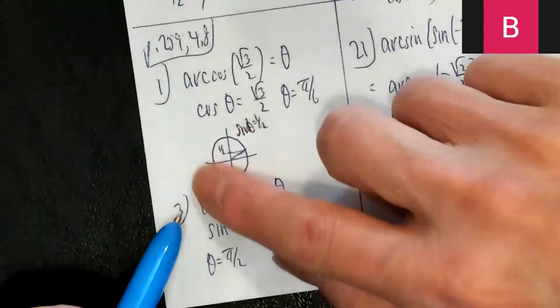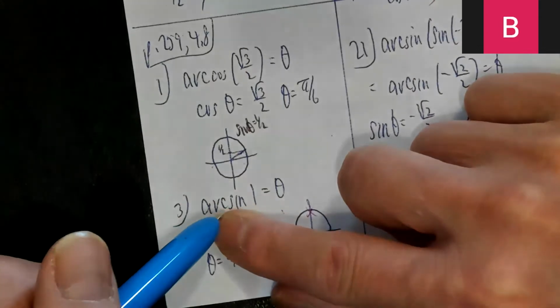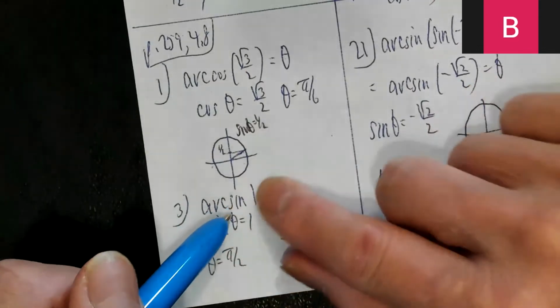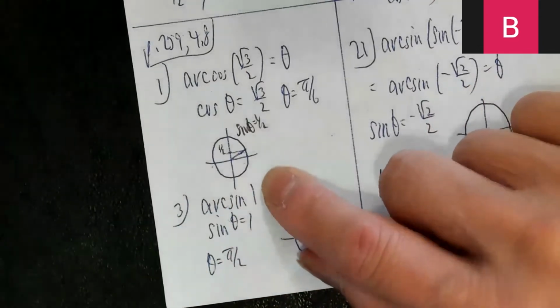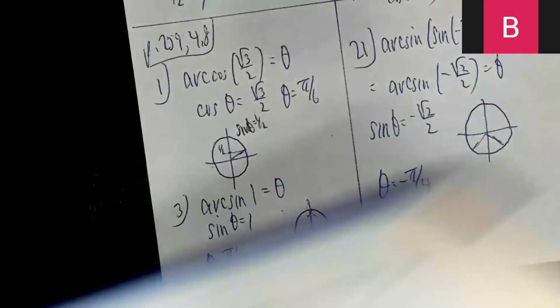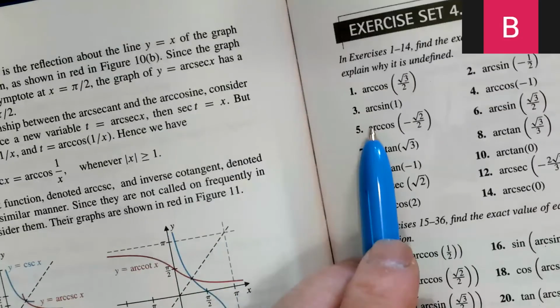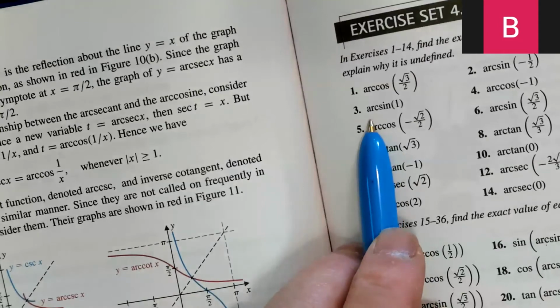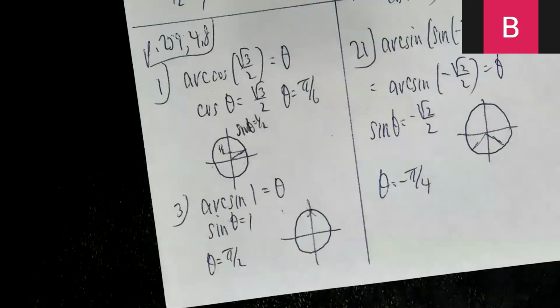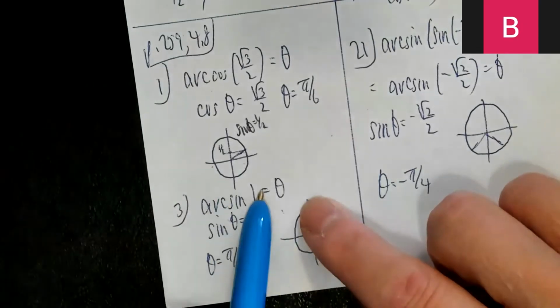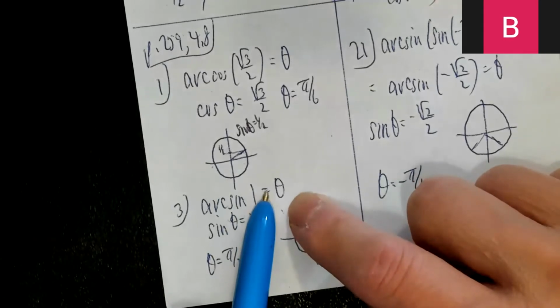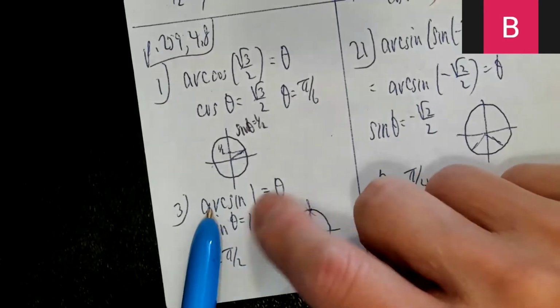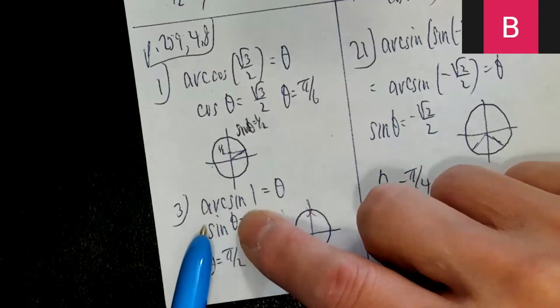Here's number 3. Arc sine of 1 is all it says. Arc sine of 1. So I'll just call it theta. Rewrite it without the arc. Sine of theta equals 1.